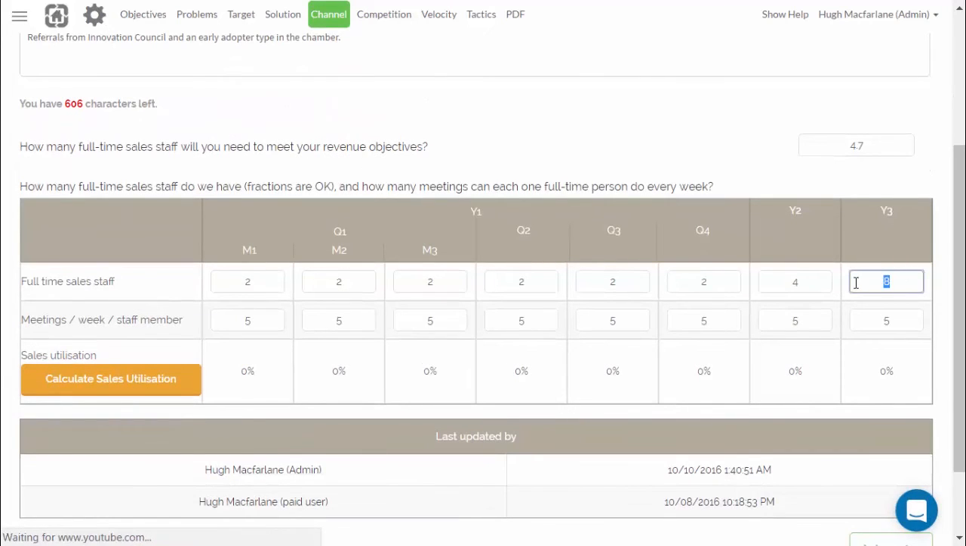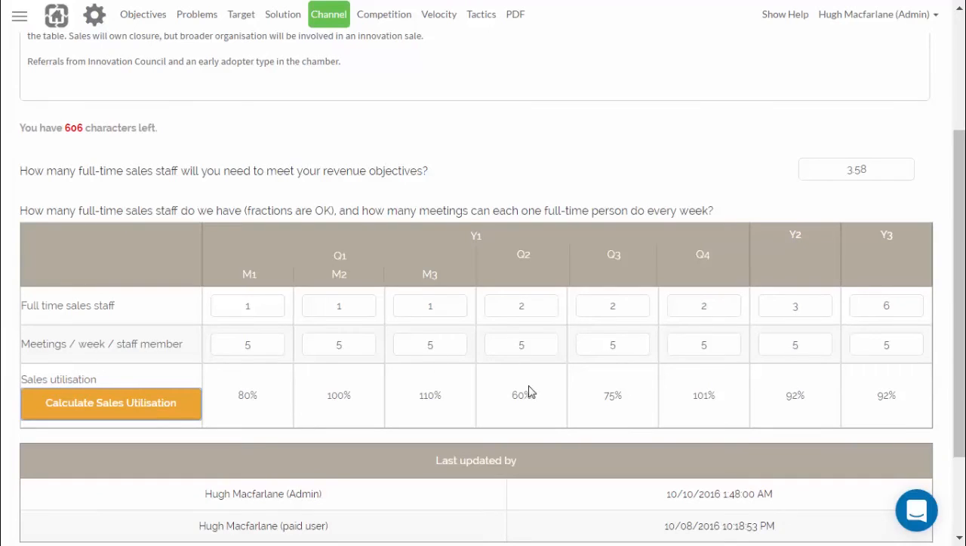So I'm going to drop this back to, in fact, let me do it up here. I'm going to change sales force from 5. Let's go back down to, let's say 3. And let's take a look at what utilisation that gives us. Okay, so that's more realistic. I now need 6 people in year 3, 3 in year 2, and I'm going to start only with 1 salesperson, and I'm then going to move on to 2 salespeople by Q2.